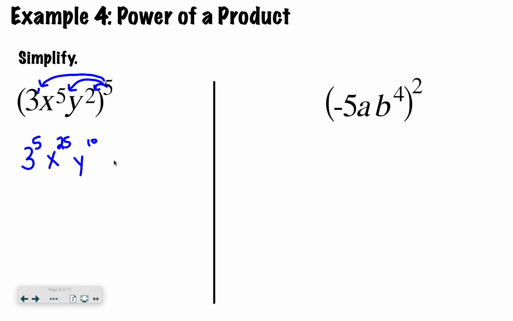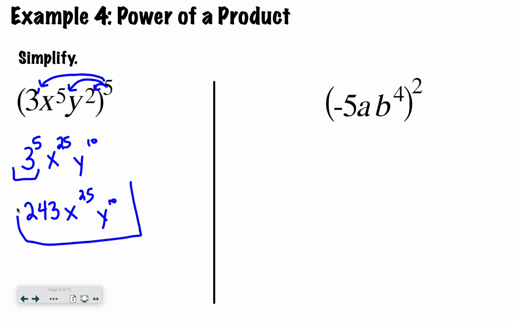And so the way that we would do that is we would say, let's see, 3 times 3 times 3 times 3 times 3, or 3 to the 5th. We would simplify this part because it can be simplified. That is 243. And then I'd say x to the 25th and y to the 10th. And since we don't know what x and y are, that's actually as far as I can go. All right, so hopefully you see the difference there.